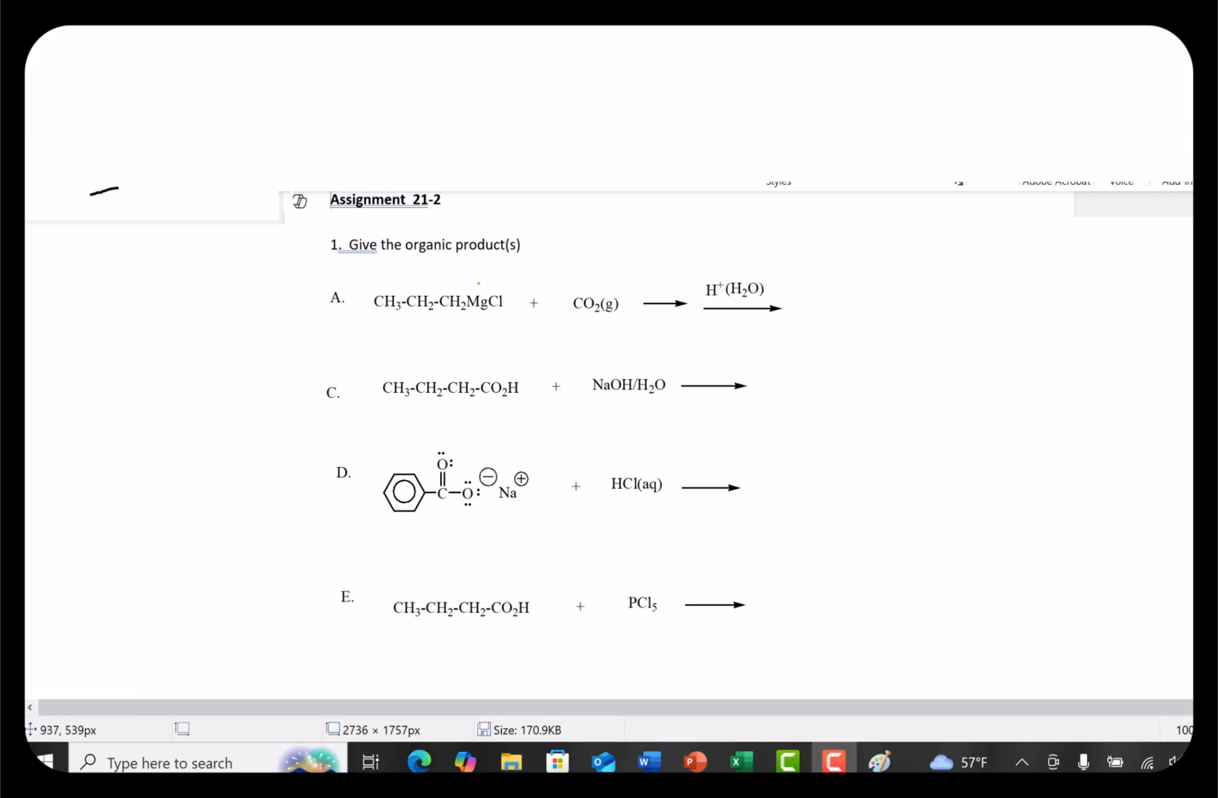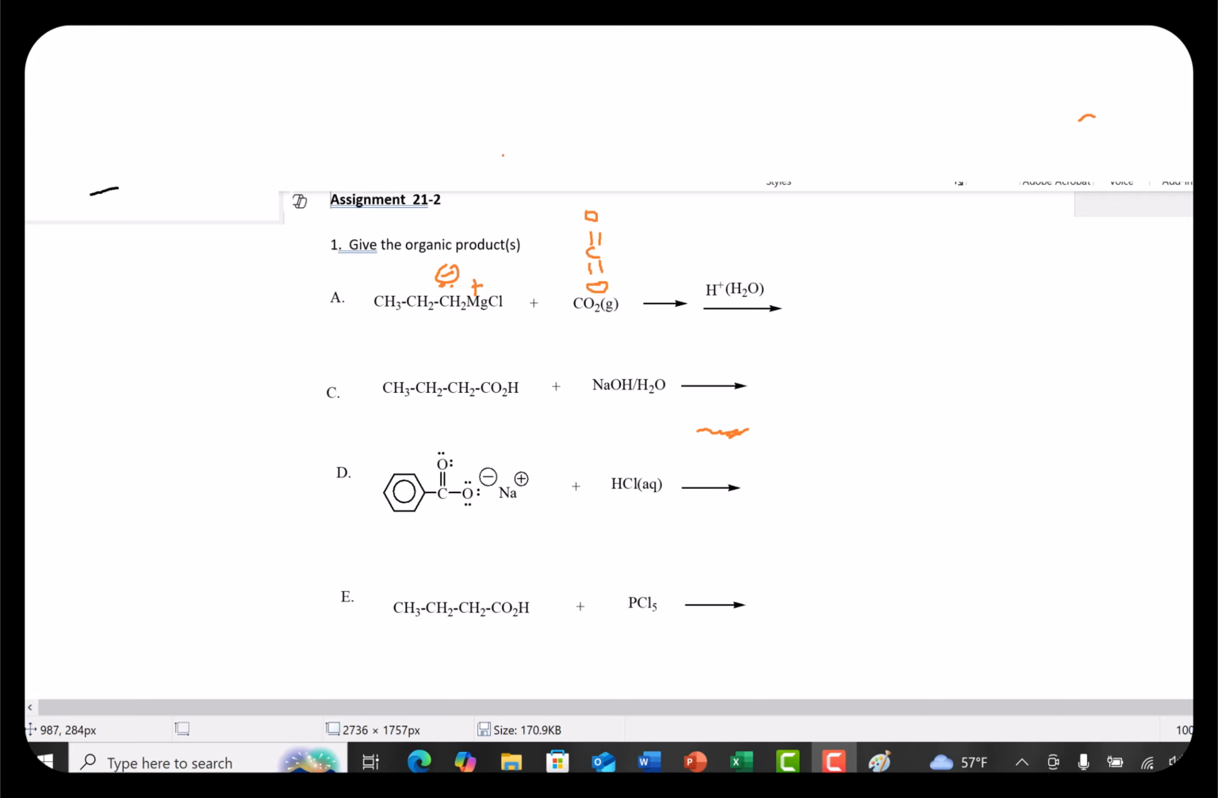Remember that when you have a Grignard reagent, you write it in ionic form. And so let me do that now. All right, there we have it. The carbon bound to magnesium is a -1 charge, a pair of electrons there. And then the MgCl part would be positive. That's the ionic form for the Grignard.